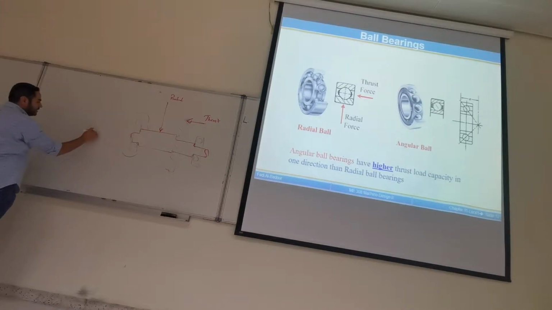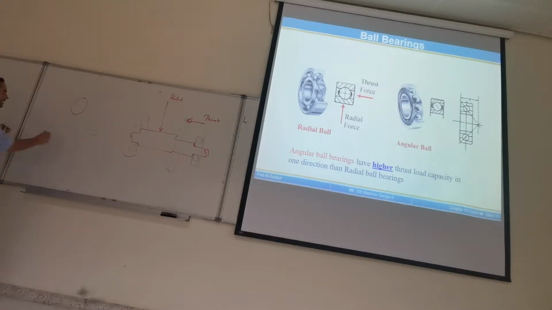So this is the inner ring. This is the outer ring. Okay? And the ball is inside. So a deep groove bearing will have a symmetric groove in the inner ring and outer ring.